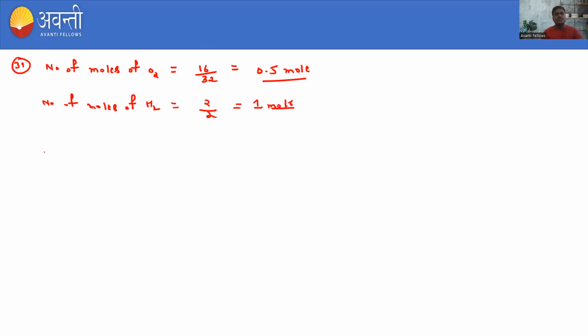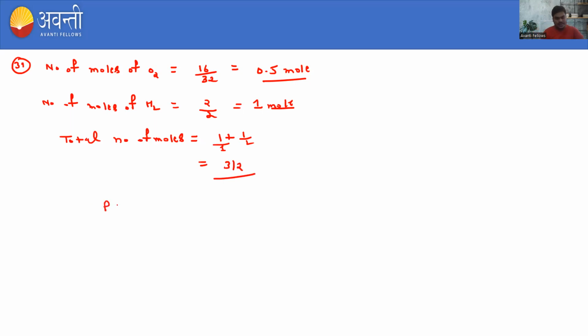So what is the total number of moles? Can anyone tell me? The total number of moles is nothing but 1 plus 1 by 2, so it comes out to be 3 by 2.